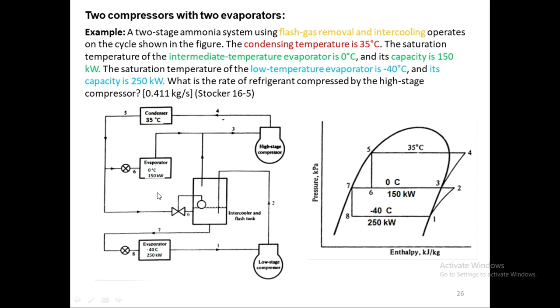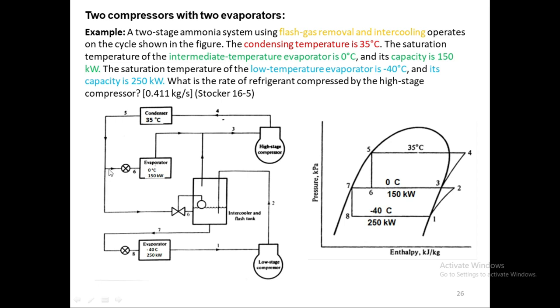So here is the example problem for this situation. It says a two-stage ammonia system is using flash gas removal and intercooling. So the refrigerant is ammonia, and we will be using the table and the chart for ammonia. As you know, for ammonia you have a saturation table, but you don't have a superheated table in your handout. So for the superheated condition we have to use the chart.